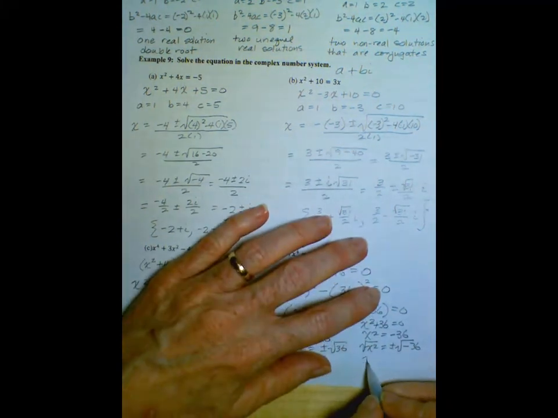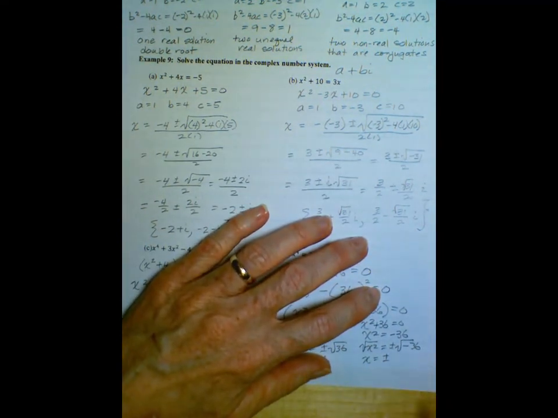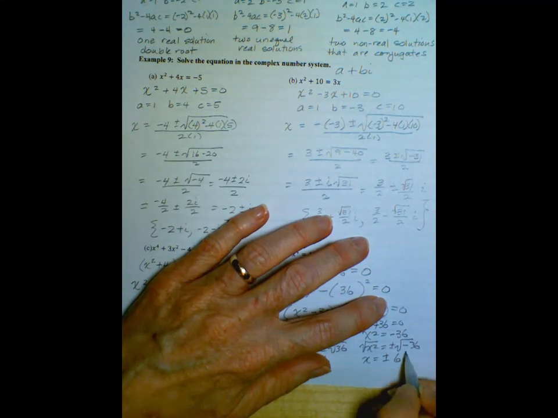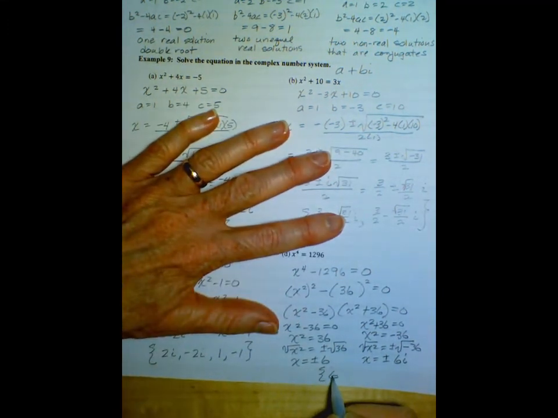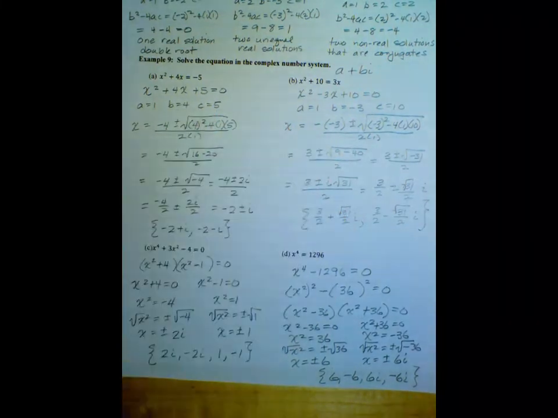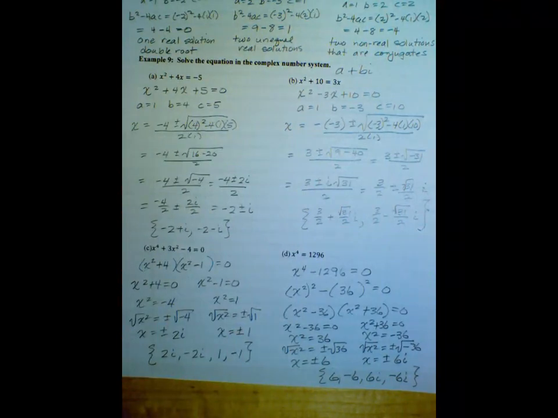What's the square root of negative 36? 6i, right? So our 4 solutions are 6, negative 6, 6i, and negative 6i. And that completes section 1.3.